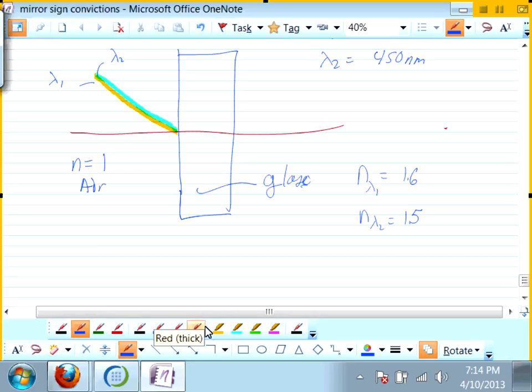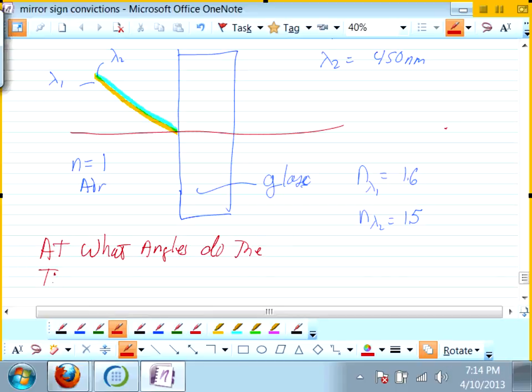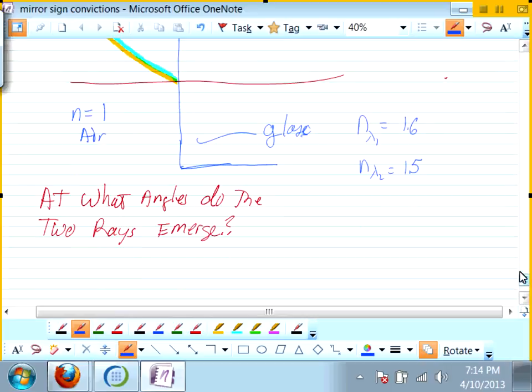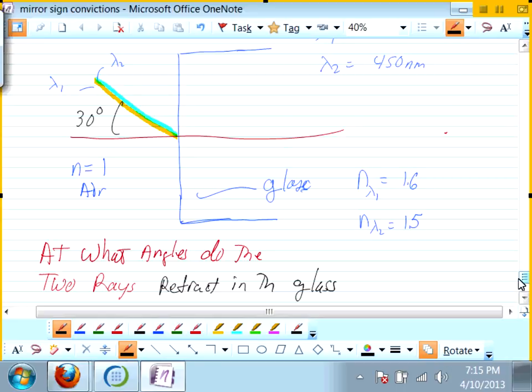And our simple question is going to be, at what angles do these two light rays emerge? Well, actually, let's not make it quite that difficult. Let's say, what angles do the two light rays refract? 30 degrees will be our incident angle. Now, what angles do these two light rays refract in the glass? There you go. Now it's easy.